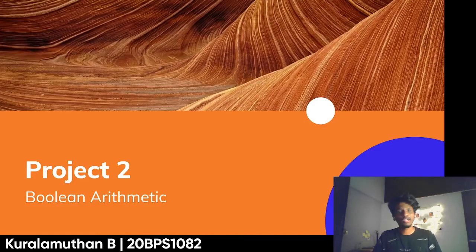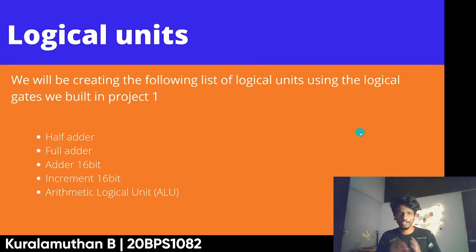In project 1, we built a lot of logical gates using only the NAND gate. And in project 2, we are going to use those logical gates to build more advanced logical units, which ultimately is going to lead us to the creation of the ALU. So let's get started. In project 2, we'll be creating the following list of logical units using the logical gates we built in project 1.